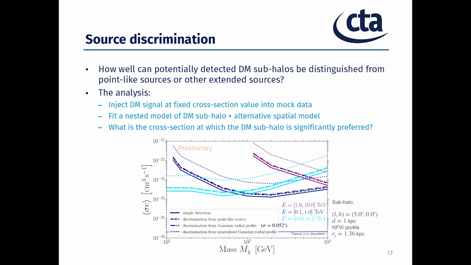And then we also tested for the discrimination from a generalized Gaussian radial profile. And in this case, the sensitivity would get significantly worse. But these are preliminary results, and we could argue that there could be a better fit. Maybe we could select better parameters for the generalized Gaussian radial profile that would improve these results. Okay.